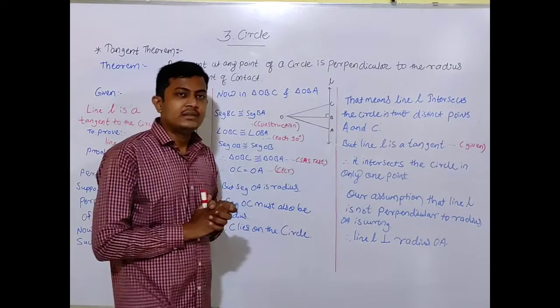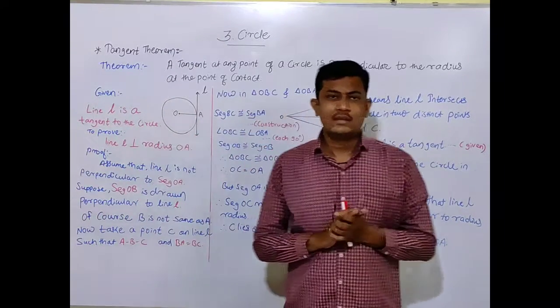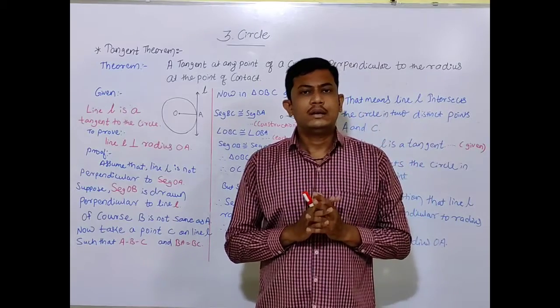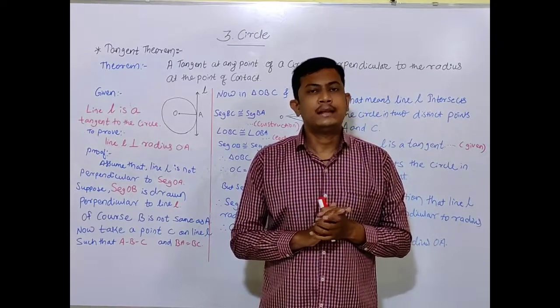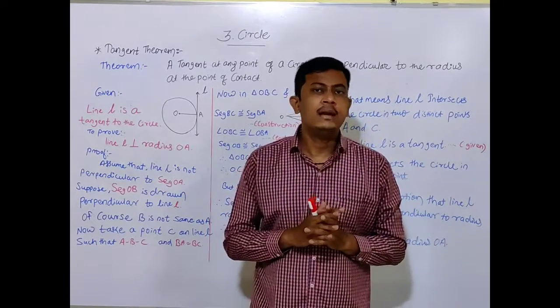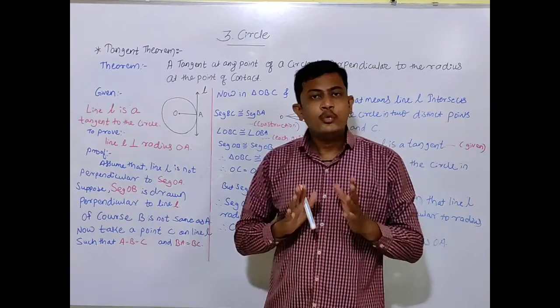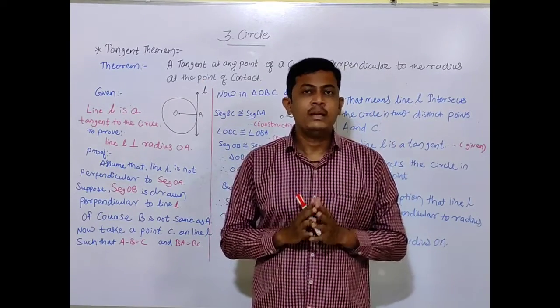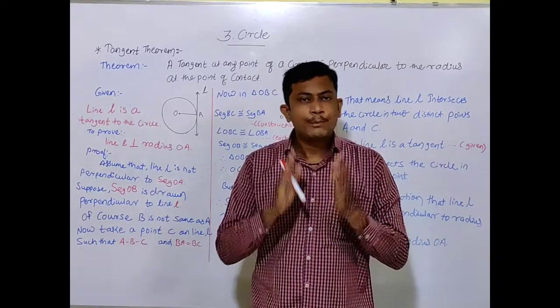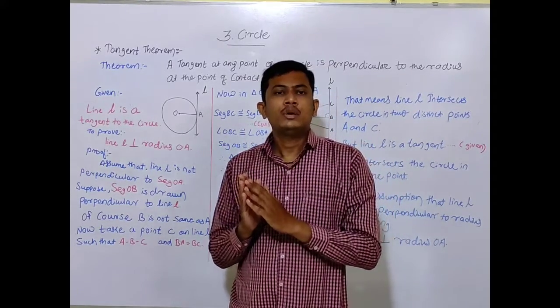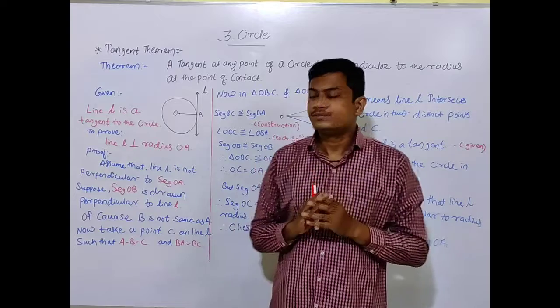In class 9, in the previous class, in the first chapter of your geometry, we have studied that there are two types of proof: direct proof and indirect proof. So this theorem we have to prove with the help of the indirect proof. What is indirect proof? Simply, the part we have to prove, we consider as false.